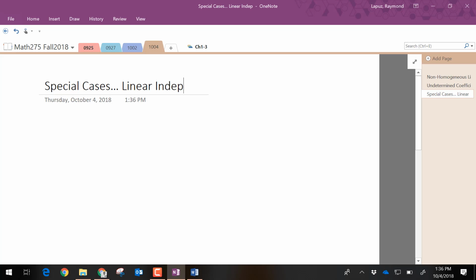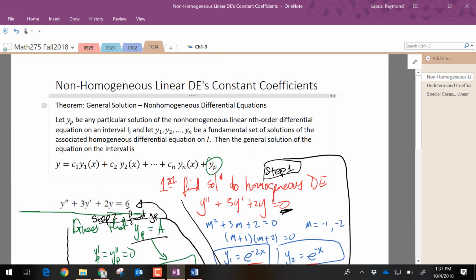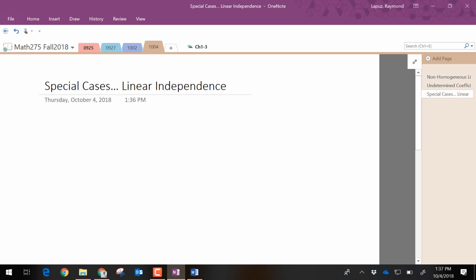So the special cases deal with the fact that your results have to be linearly independent. Not only do your fundamental solutions, your y1 and y2, have to be linearly independent, but the y sub p should also be linearly independent. Was that said in here? Y sub p, particular solution, nth order differential equation. It didn't say it, but it has to be linearly independent. So we will have an issue if we solve the homogeneous equation and get fundamental solutions, and then one or both of those happen to match the right-hand side of your non-homogeneous differential equation. When that happens, there's something we need to do.